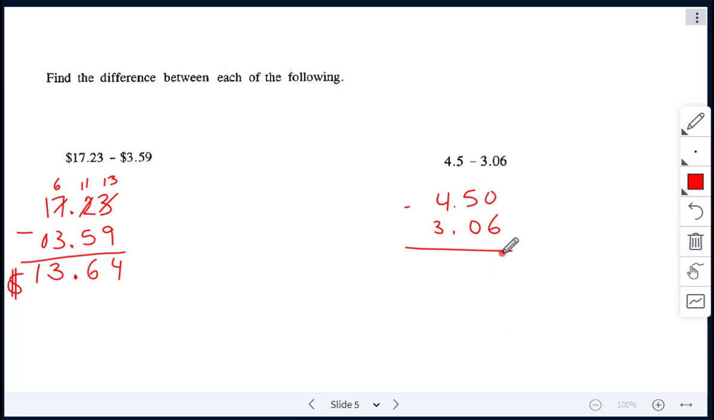Next one, 4.5 minus 3.06. So again, you could put your 0 there. So we do have to borrow. That becomes 10. And this becomes 4. 10 minus 6, that's 4. 4 minus 0, that's 4. And then 4 minus 3 is 1. So 1.44.